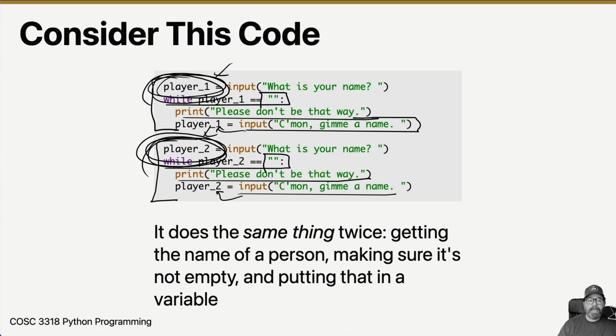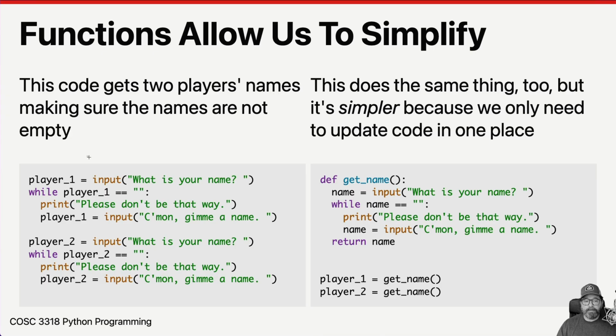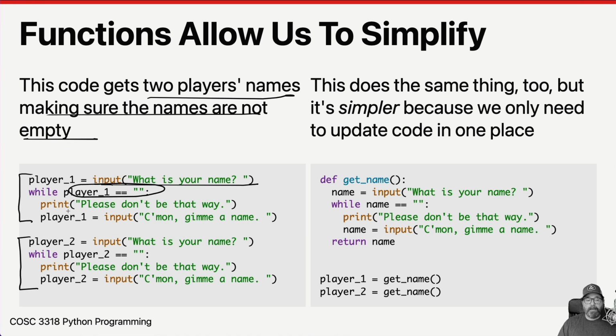So we can use functions to help simplify this code. And what simplify means is different than what you may think it means. It won't necessarily reduce the number of lines, but it will reduce the number of times we do the same thing. So here's that code again. It gets 2 players' names, making sure the names are not empty, okay? This block of code and this block of code do the same thing. They get a name, they make sure the name is not empty, they print, come on, please don't be that way, if it is empty, and then ask for the name again, and it does it twice.